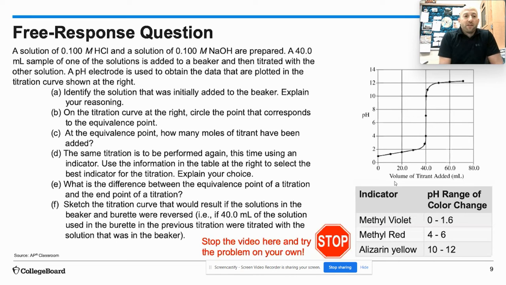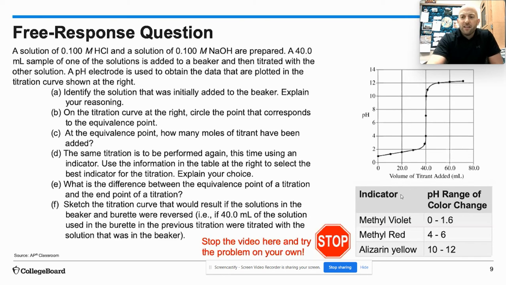Let's go through some of it. Watch it if you want. We have a solution of 1 molar hydrochloric acid and 0.1 molar of each of sodium hydroxide. Strong acid, strong base. A 40 milliliter sample of one of the solutions is added to a beaker and then titrated with the other. It doesn't tell us which one was which.